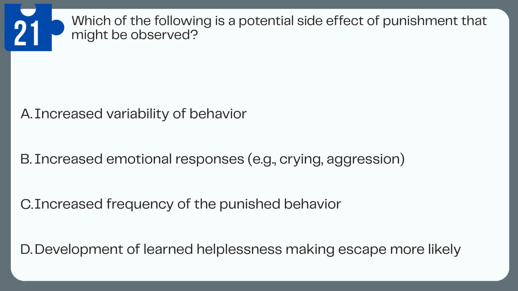Question 21. Which of the following is a potential side effect of punishment that might be observed? A. Increased variability of behavior. B. Increased emotional responses, example, crying, aggression. C. Increased frequency of the punished behavior. D. Development of learned helplessness, making escape more likely.